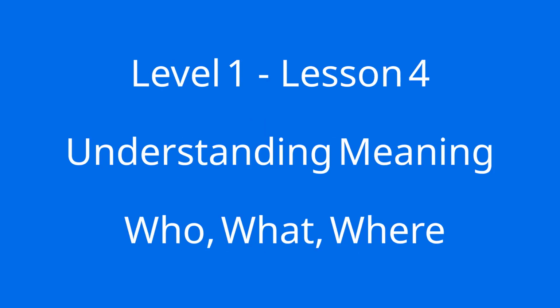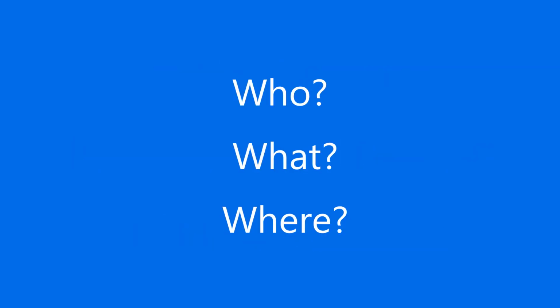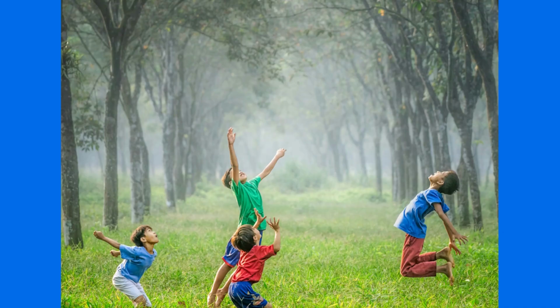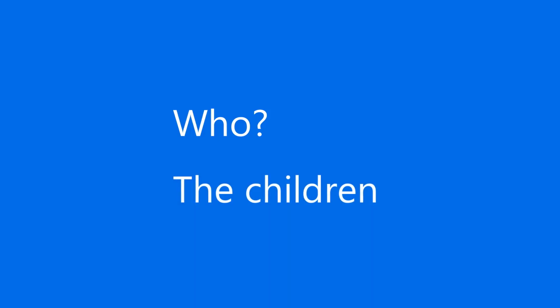Level 1, Lesson 4. In this lesson, we will learn how to understand the meaning of sentences by asking 3 simple questions. Who? What? Where? For example, Tom runs fast along the road. Who? Tom. Another example, the children play on the grass. Who? The children.